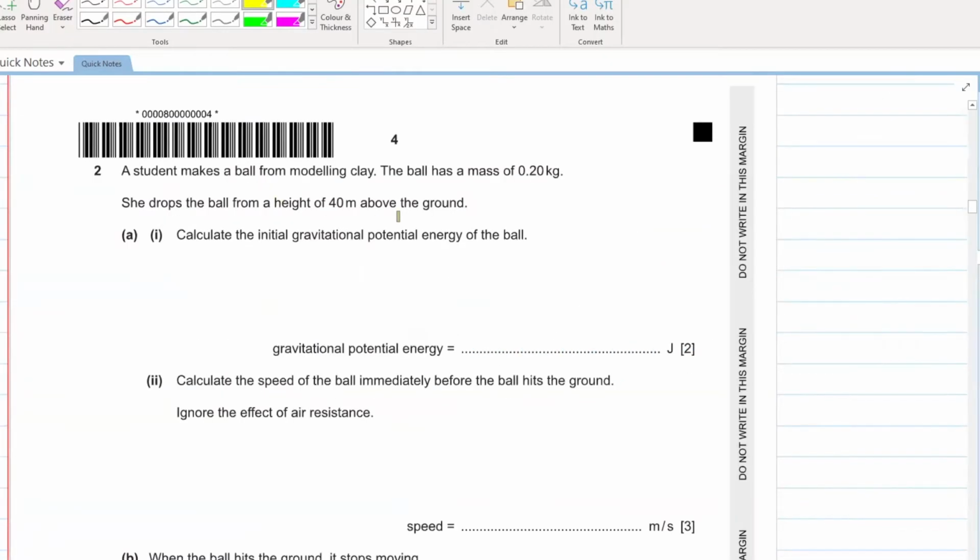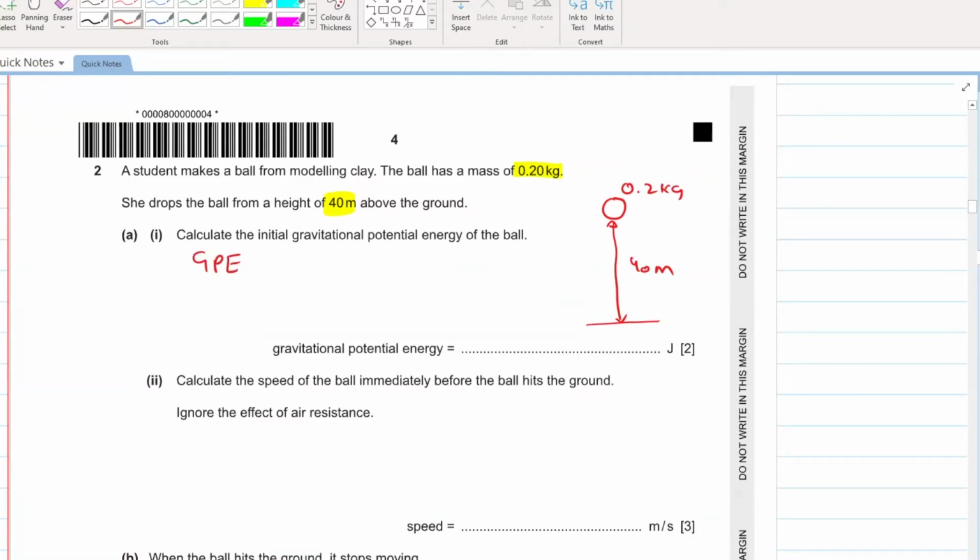A student makes a ball from molding clay. The ball has a mass of 0.2 kg. She drops the ball from a height of 40 meters above the ground. So basically, the ball is something like this. It is at a height of 40 meters above the ground. The mass of the ball is 0.2 kg. Can you calculate the initial gravitational potential energy? Yes. See, he is giving you 2 marks.